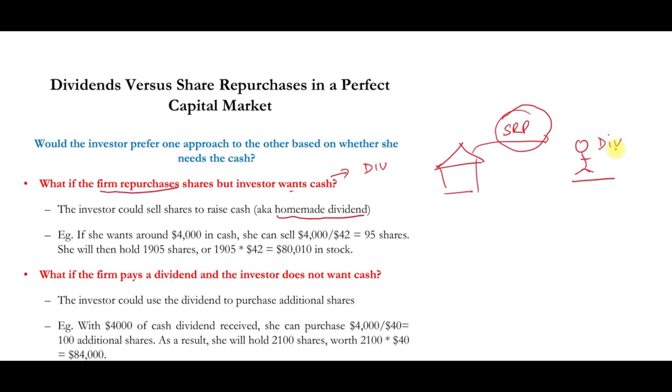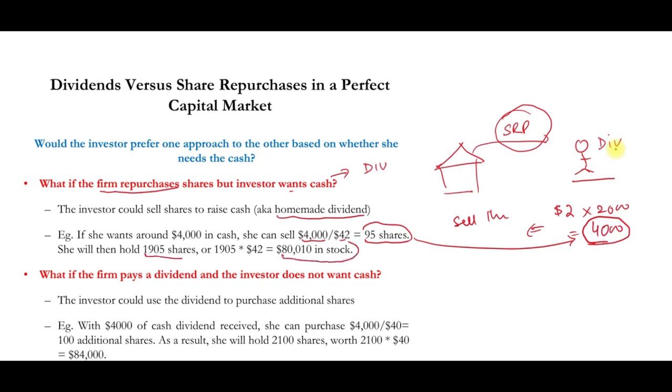Previously he was receiving $2 on 2000 shares. He was receiving how much? 4000. So if he needs cash of 4000 because the company did not pay him cash, he can sell the shares, because the price has not dropped to 40, so he can take the benefit. He can sell just 95 shares, and then he can meet his cash requirement. The remaining shares would be 1905. So 1905 times 42 would be his remaining wealth.